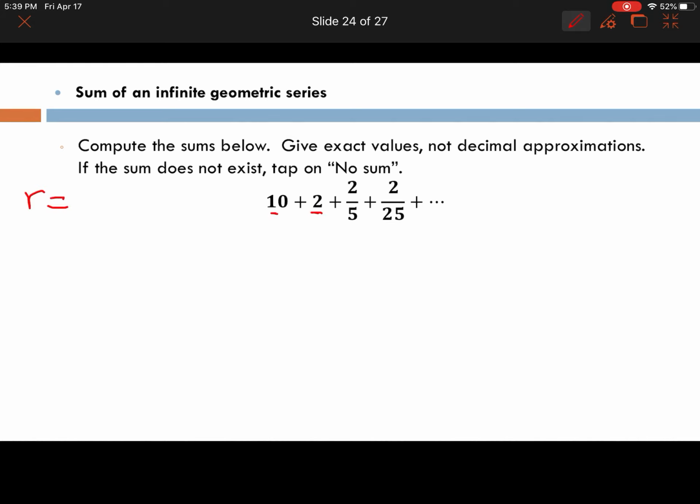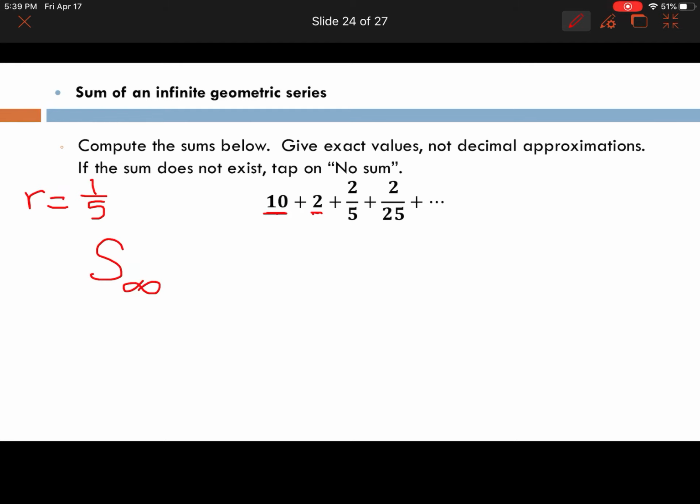So to go from 10 to 2, I'm dividing by 5, right? So 1/5. And sure enough, from 2 to 2/5, that's multiplying by 1/5. So r is 1/5. So does that meet our requirements? Yes, it is less than 1, right? So then the first term is 10.